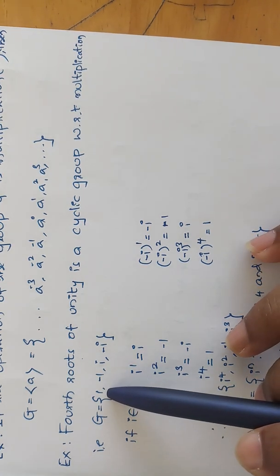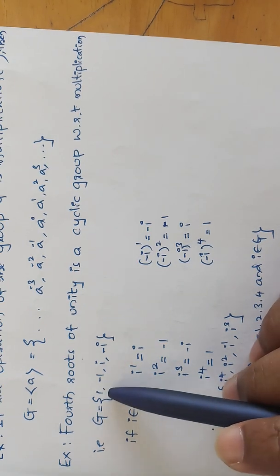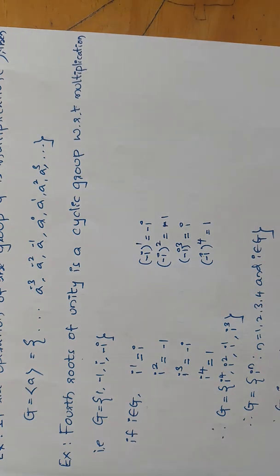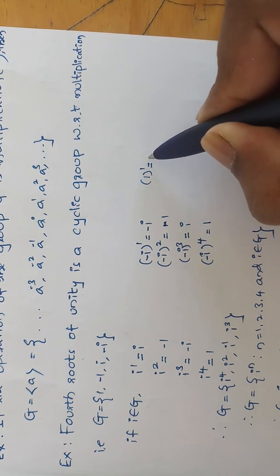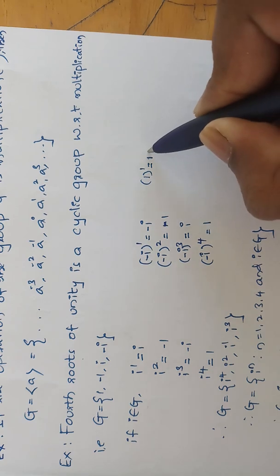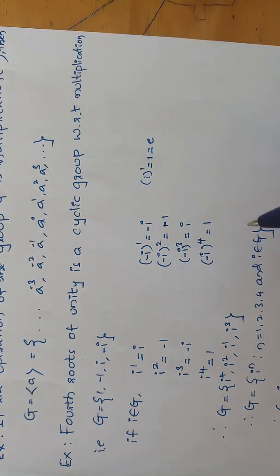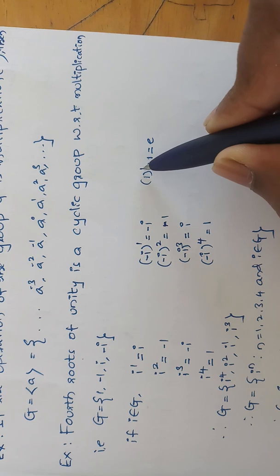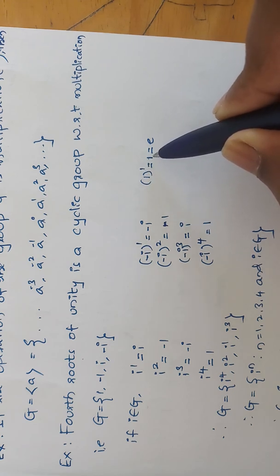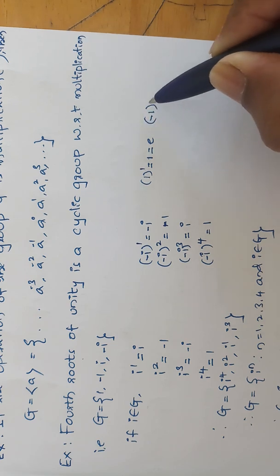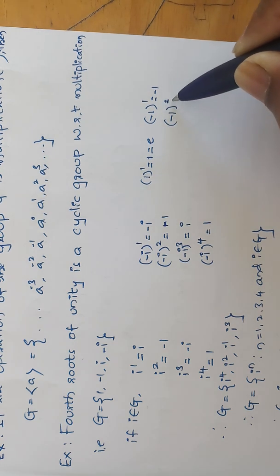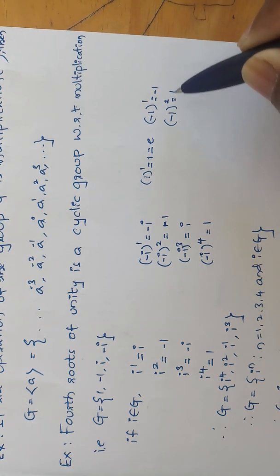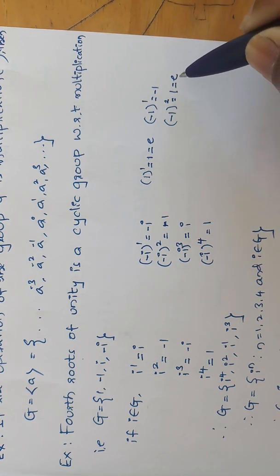Here this is a multiplication case. So 1 to the power 1 is 1, 1 to the power 2 again 1, 1 to the power 3 again 1, 1 to the power 4 again 1. So if you raise the power of this, you get the identity element, that is 1. Minus 1 to the power 1 is minus 1, which is not the identity element. Minus 1 to the power 2 is minus 1 times minus 1, which is 1, the identity element.